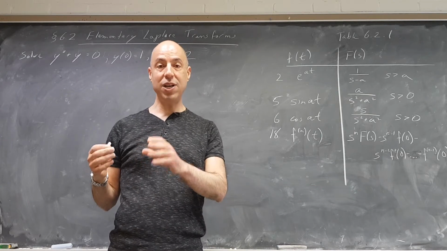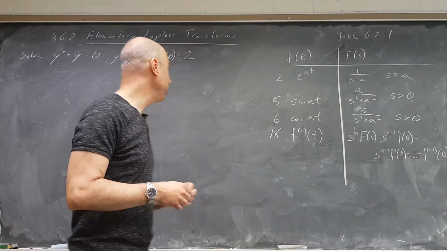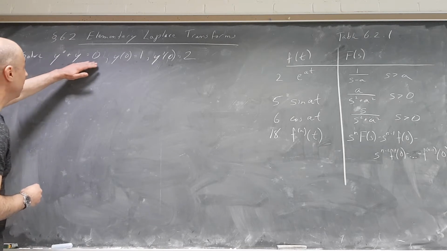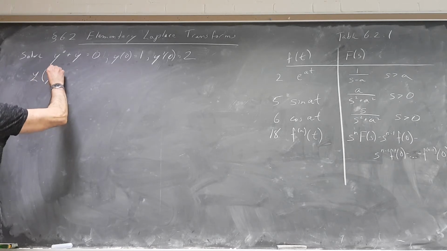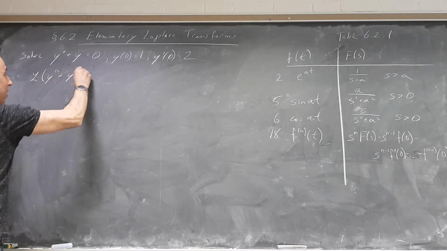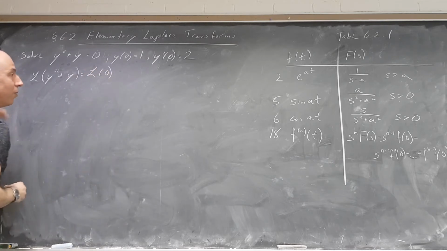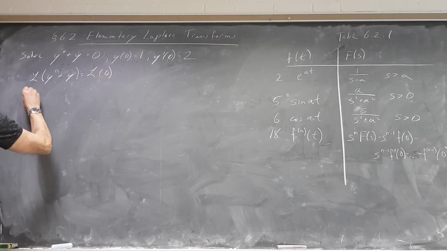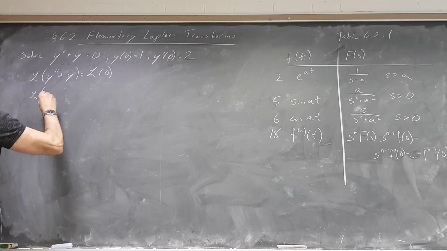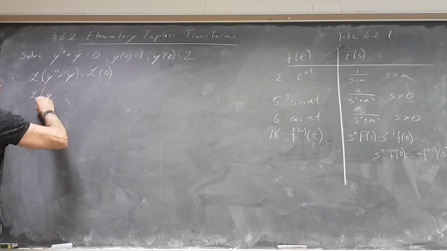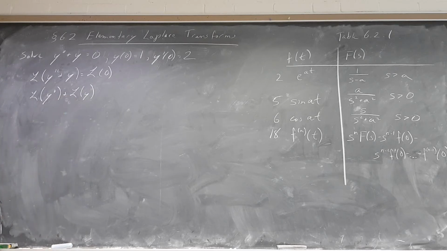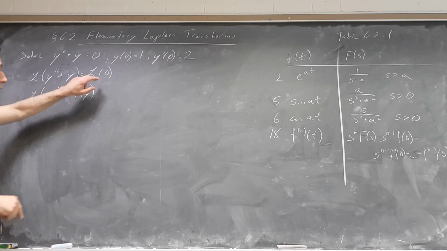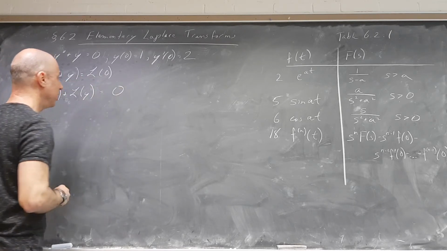So, as I said last week, step one, we're going to take the Laplace transform of both sides. We'll take the Laplace transform of the left side and the Laplace transform of the right side. So the Laplace transform of y double prime plus y equals the Laplace transform of 0. So the Laplace transform of the left side is the Laplace transform of y double prime plus the Laplace transform of y. What we have here is a linear function, so it breaks up over pluses and minuses. And the Laplace transform of 0 is just the function 0.